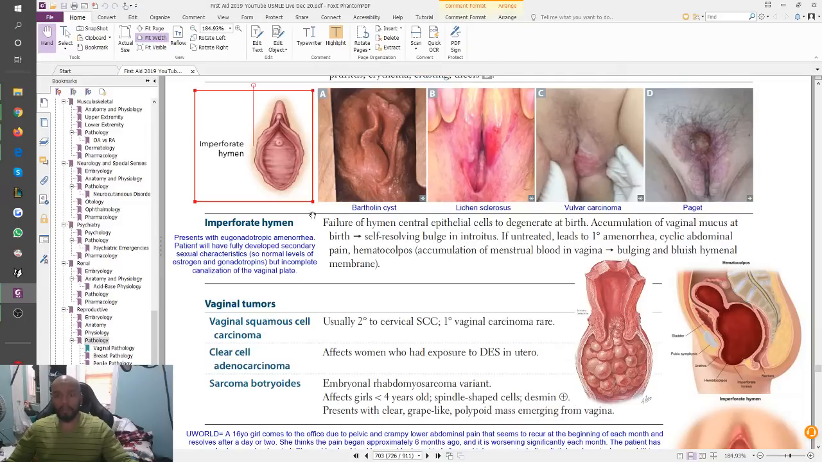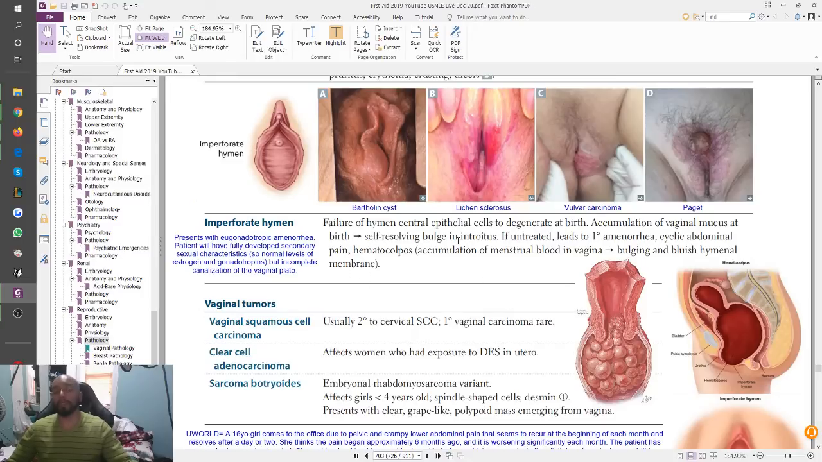And this is a cartoon image showing you that. Accumulation of vaginal mucus at birth, self-resolving bulge in introitus. If untreated, it leads to primary amenorrhea, cyclic abdominal pain, hematocolpos, which is accumulation of menstrual blood in the vagina, and bulging and bluish hymenal membrane. Okay, so these are all the things that can be in the question, and the way it'll present in a question can really confuse you if you don't foresee this coming or don't think of this topic.